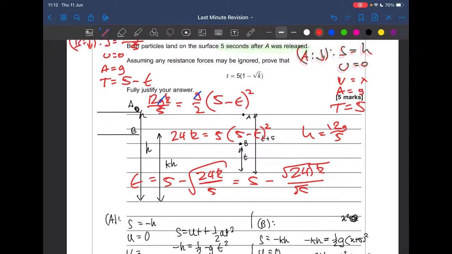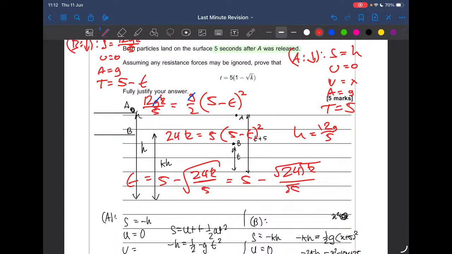2 root 30 on 5. Nah, something's wrong with my numbers somewhere. I think we've got the right method. You can see the numbers are popping up very close to what we want. So we've got 5 lots of 1 minus, well, 5 minus 2 root 30 on 5.